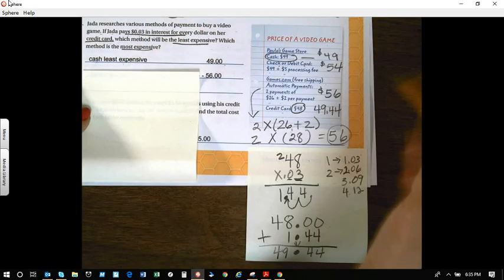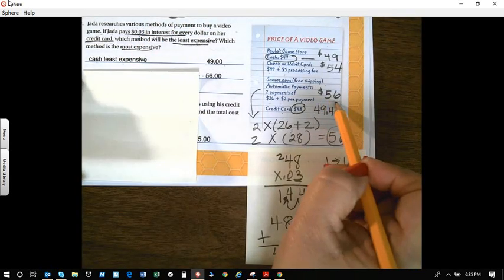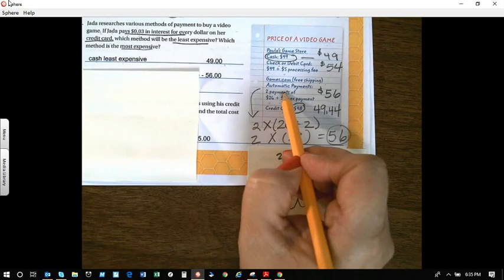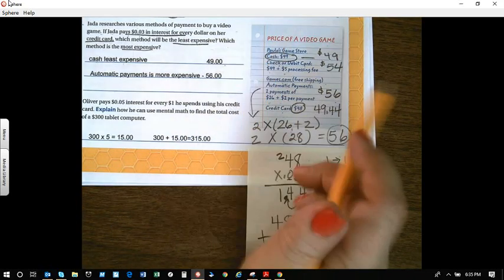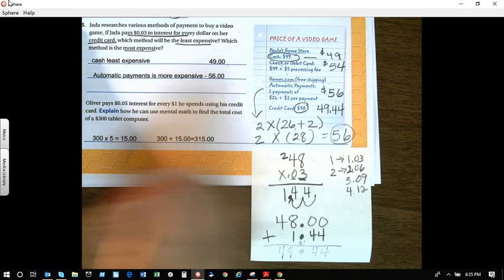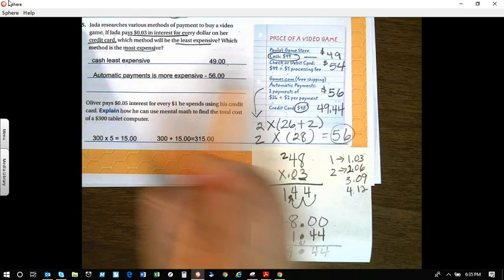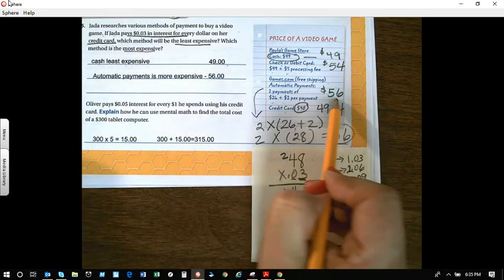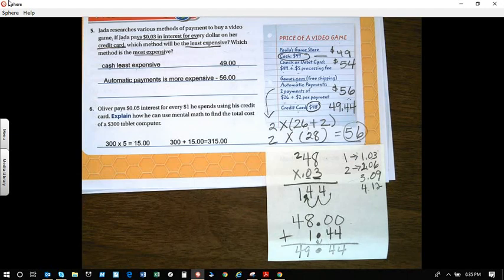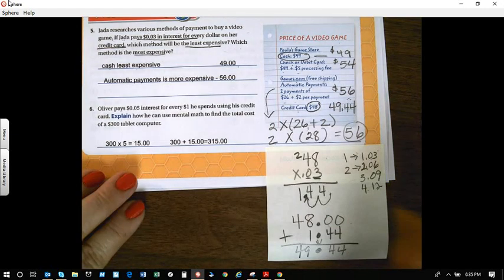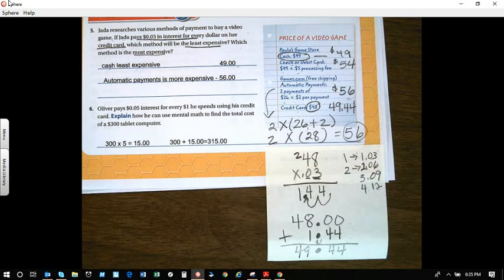All right, I'm going to look over here. The most expensive way is to buy it online and have automatic payments. So it'll be taken out of your checking account or your savings account. And so automatic payments is more expensive because it's going to cost you $56 to purchase that machine, the game, by the time you're done. So this gives you the idea of what you need to do to figure out when you're breaking it down, different ways are going to be a different cost.